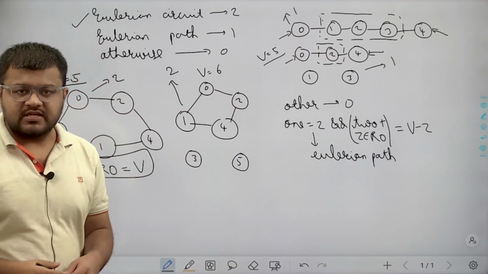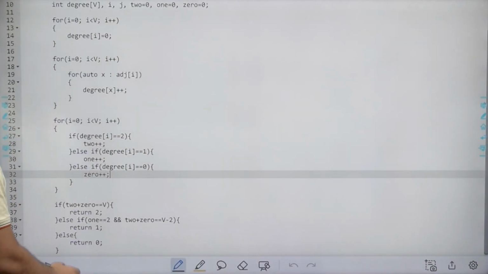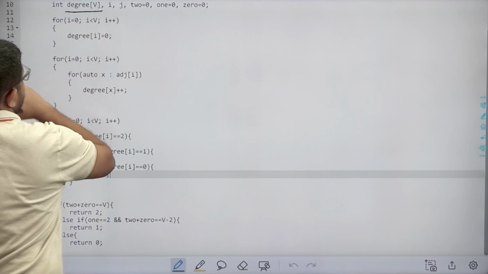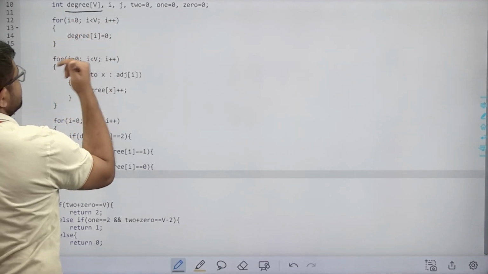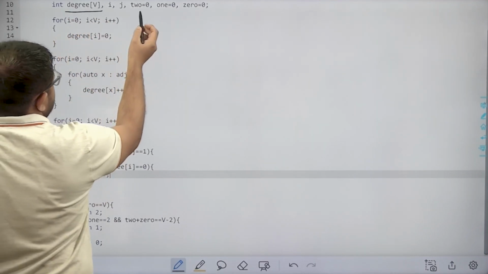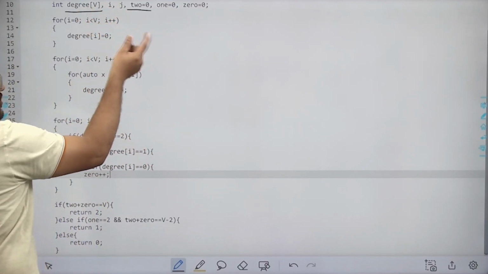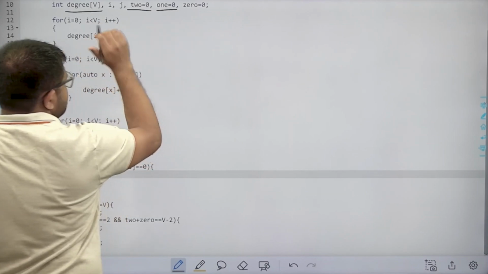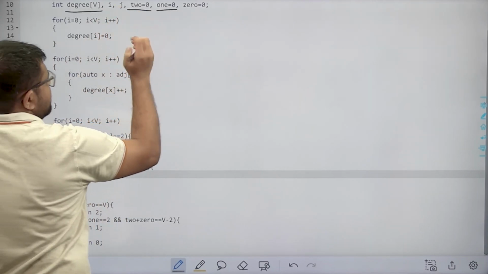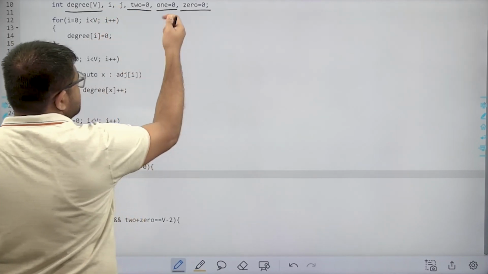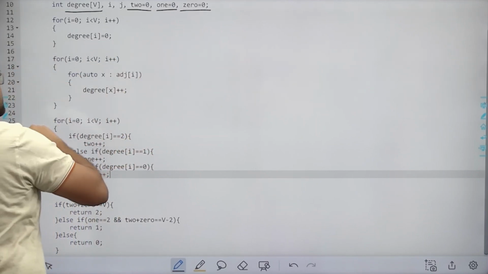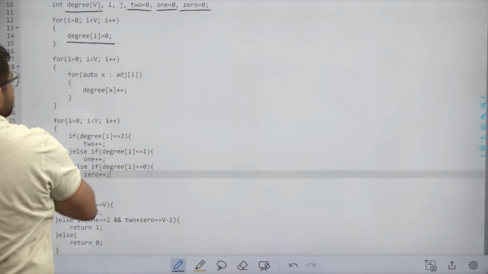Now let's look at its actual implementation. I have taken one degree array in which I will store the degree of each vertex by seeing the adjacency list. Then I have taken one variable for 2, which will store the number of vertices in the graph with degree 2, one variable for 1, which will store the number of vertices with degree 1, and one variable for 0, which will store the number of vertices with degree 0. I have initialized all the degrees as 0.